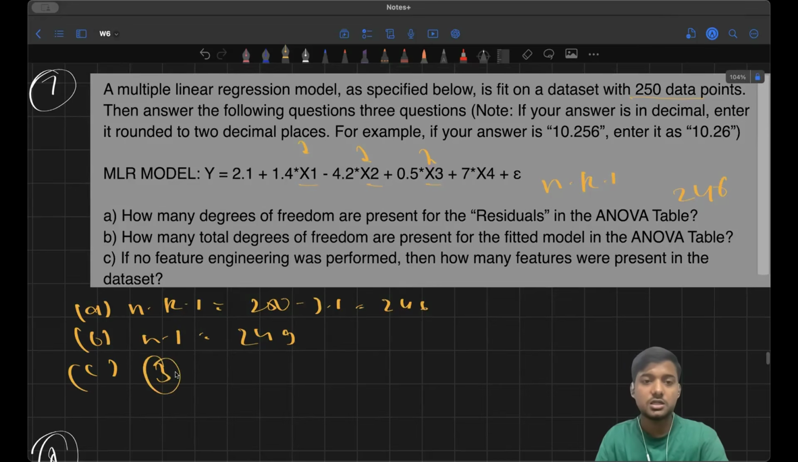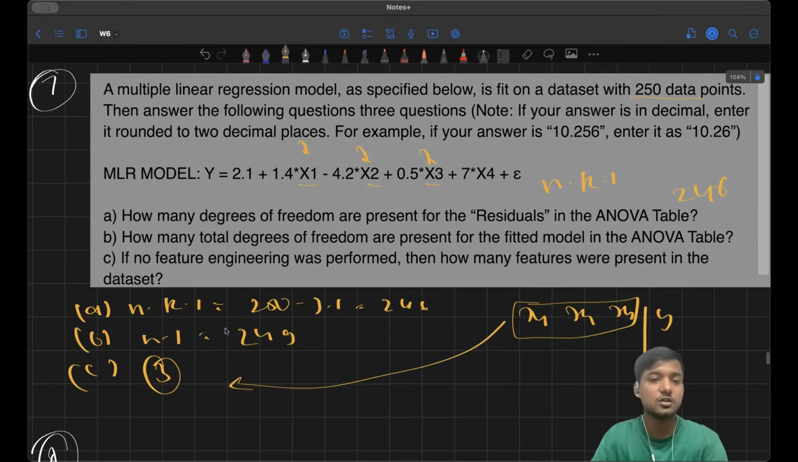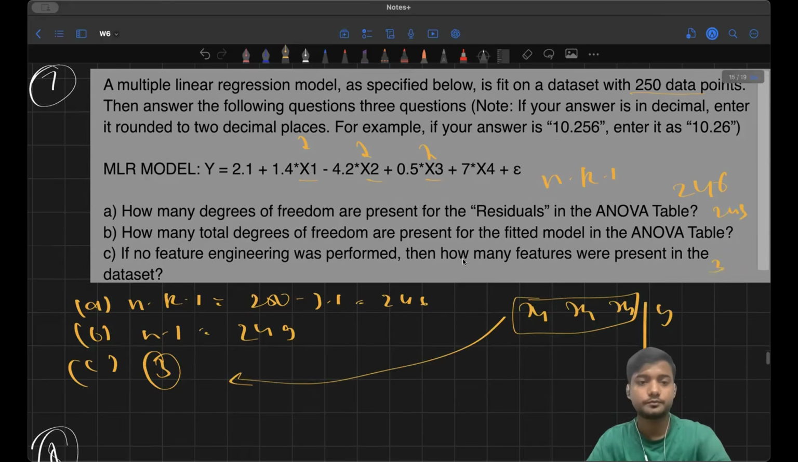right? And it was pretty simple. If they asked how many columns are present in the data set, that is going to be 4. Why? Because you will have x1, x2, x3, and y. These 3 are known as features. So that is why we had 3 here. But if they asked how many columns in the data set, that is going to be 4. So these are the answers: 246, 249, and 3. Okay.